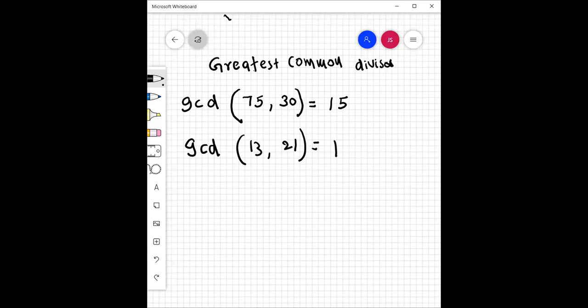Okay, now I can ask a different one. GCD, let's say, of 2 to the power 7 times 5 to the power 3 times 11, and 2 to the power 5 times 5 to the power 7 times 13. So I represented both numbers as a product of prime powers, right?